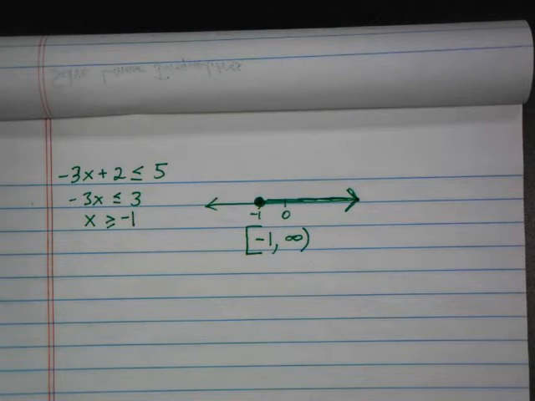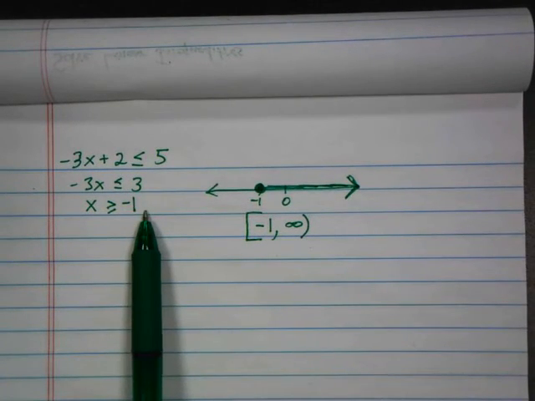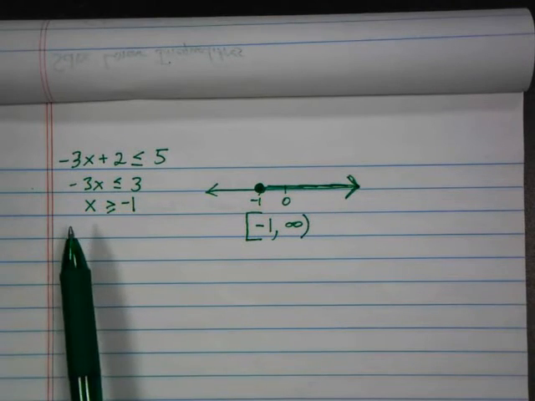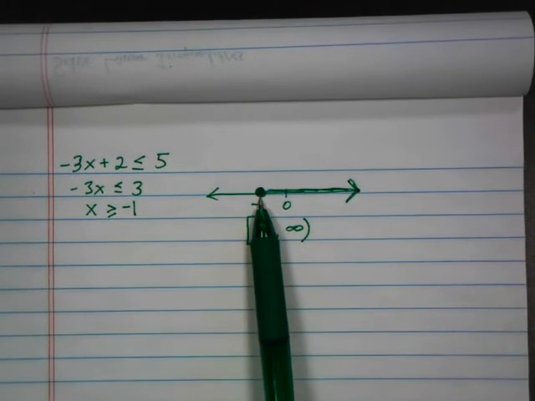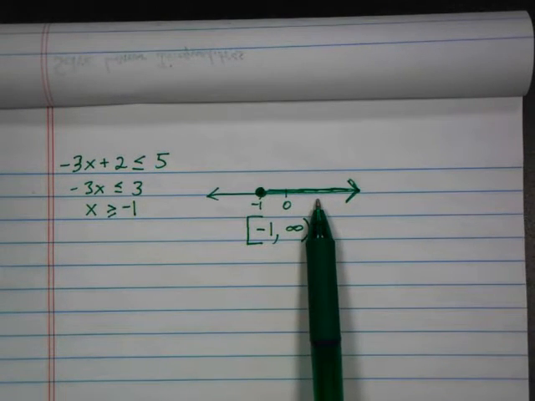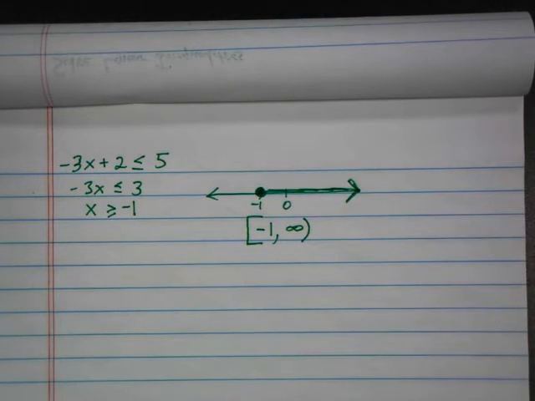Questions on that? Why is it going to the right? Because x is bigger than negative 1. So give me some numbers that are bigger than negative 1. 1. 1 is bigger than negative 1. So if negative 1 is here, 1 would be bigger. It would be to the right. Okay? Other questions?